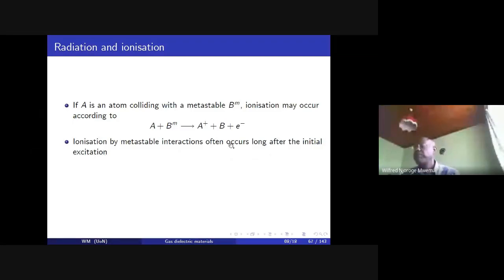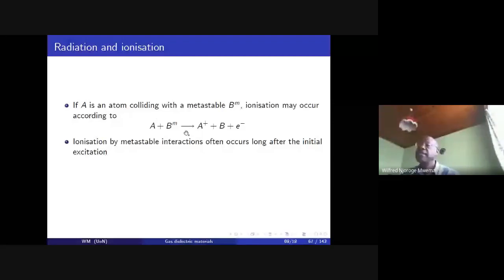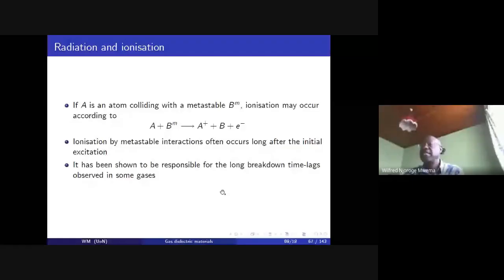Ionization by metastable interactions often will occur long after the initial ionization. This effect is usually used in gas discharge in argon, a mixture of argon and neon in neon breakdown gas discharge tubes, to lower the ionization voltage or the dielectric strength of the mixture. It has been shown to be responsible for the long breakdown time lags observed in certain gases, leading to the effect of fluorescence and phosphorescence.